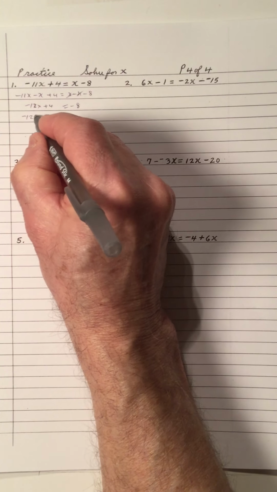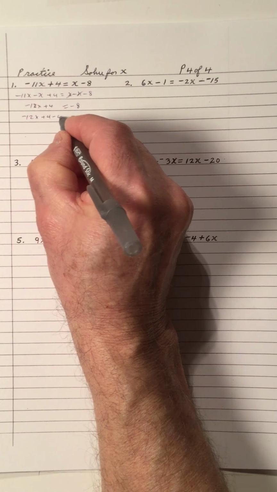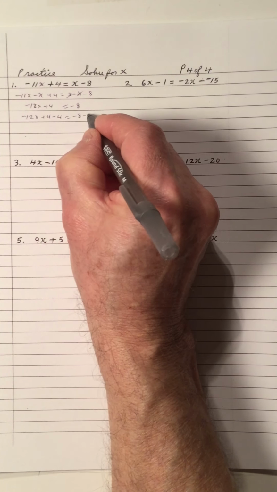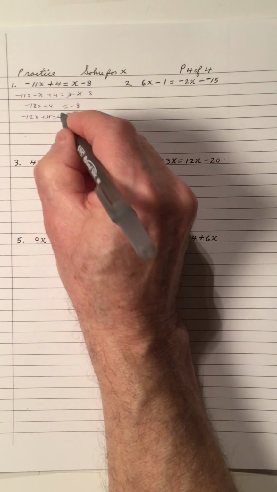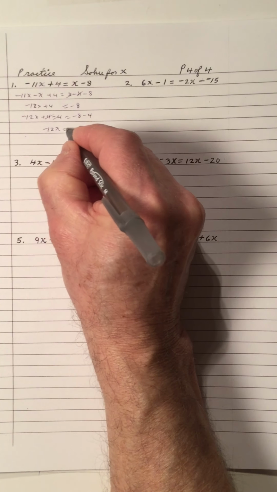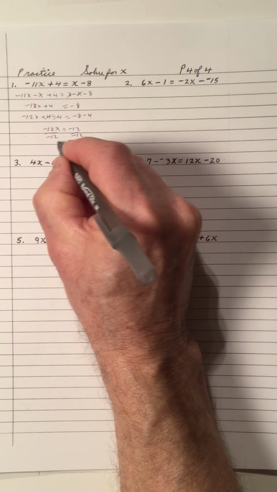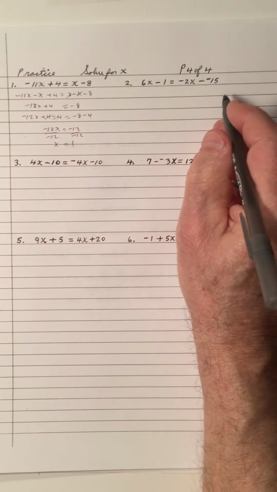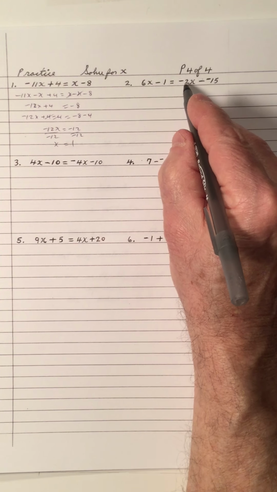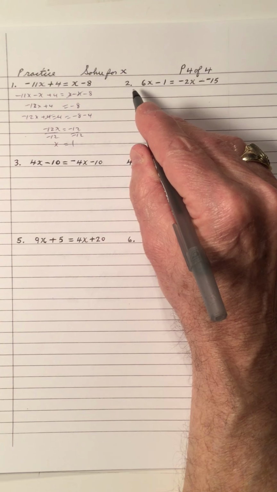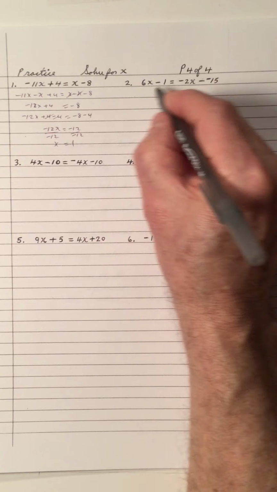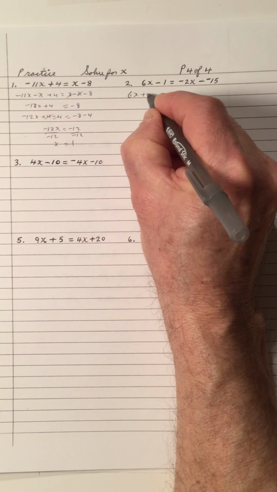Now I will subtract 4 from both sides. That will move the 4 over to the right side. That's a 0. Negative 12x equals negative 12. Divide both sides by negative 12, and x equals 1. And again, the minus 2x has to move over to the left side, so I'll add 2x to both sides.